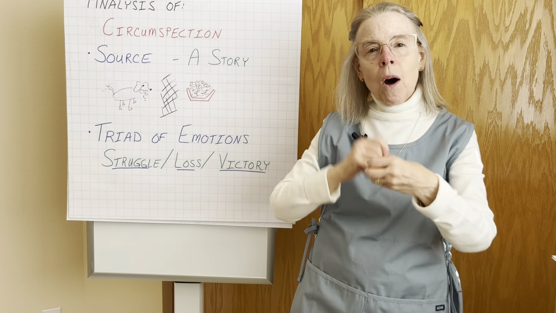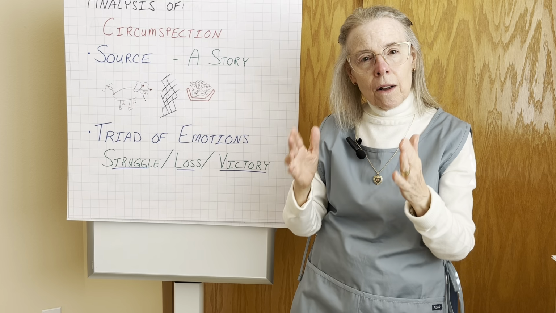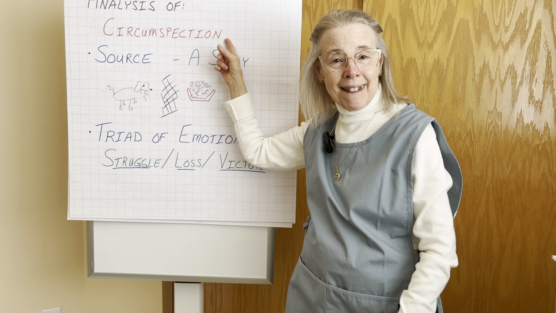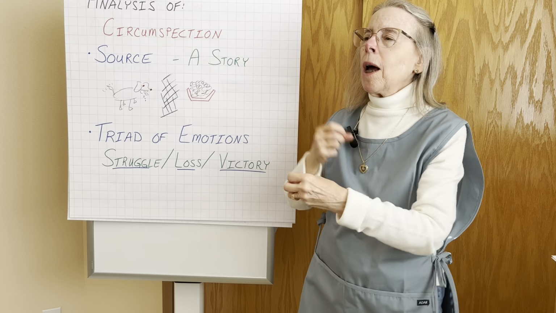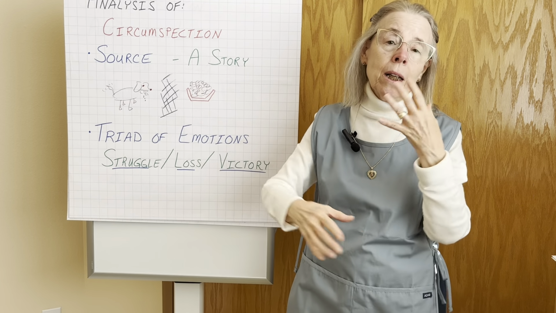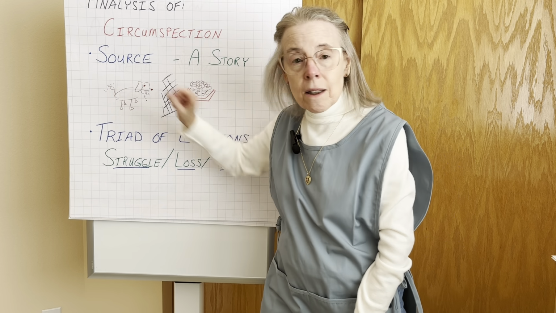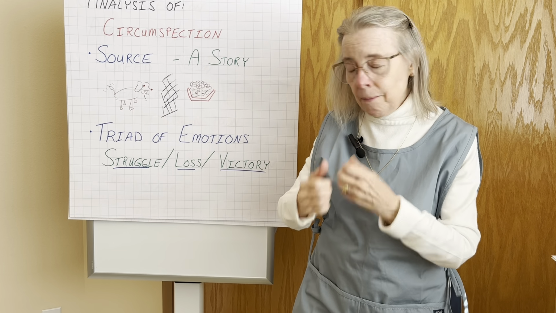So that's the ball of emotions that's involved in circumspection. That strange mixture of I want it, but how can I get it? What am I going to do? I get it. So that's the source of that emotional state.